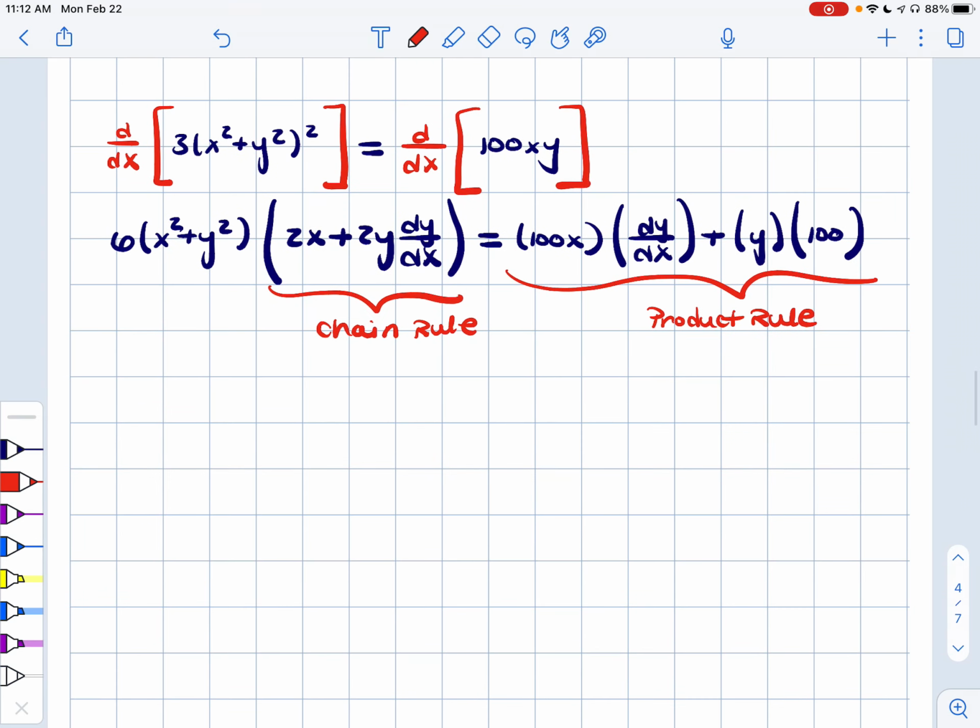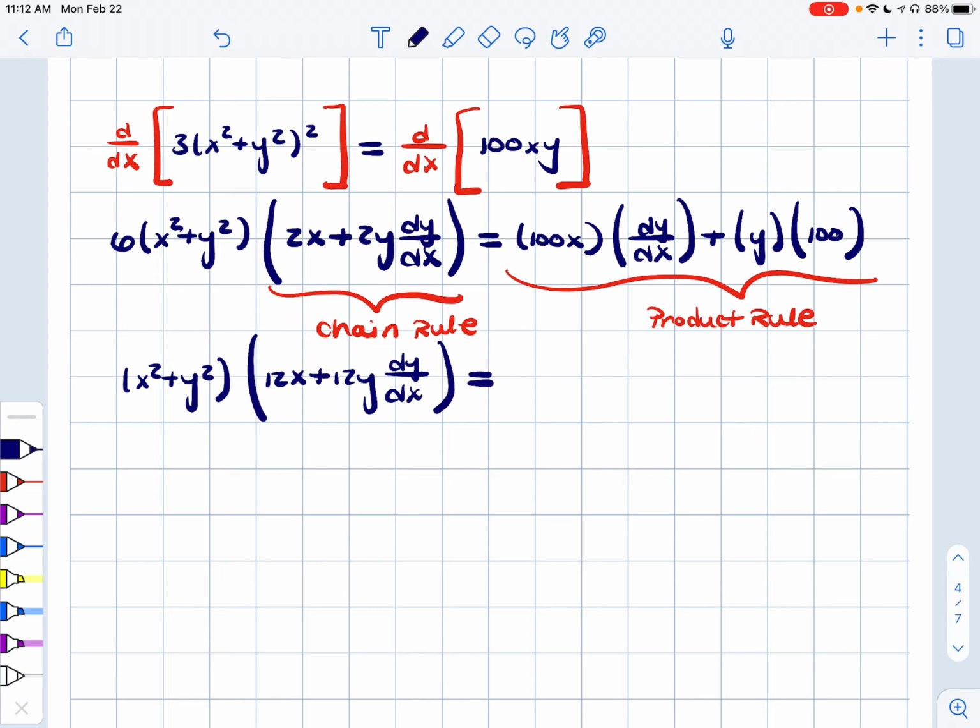Okay, all right, so I am going to go ahead and on the left-hand side, I'm going to multiply the 6 actually into the second factor right here. So I'm going to leave my x squared plus y squared out front. I'm going to put my 6 in the second factor. It doesn't really matter where you distribute it into. I just figured might as well stick it in there. So 12x plus 12y dy/dx.